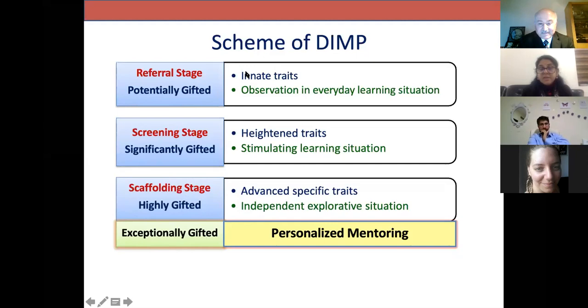Here, this is the referral stage. Teachers give nominations. This is basically a nomination stage. Here we assess them through the testing process. Here we assess them through the mentoring, the small group mentoring programs. And here we talk about personalized one-to-one mentoring with the mentors.